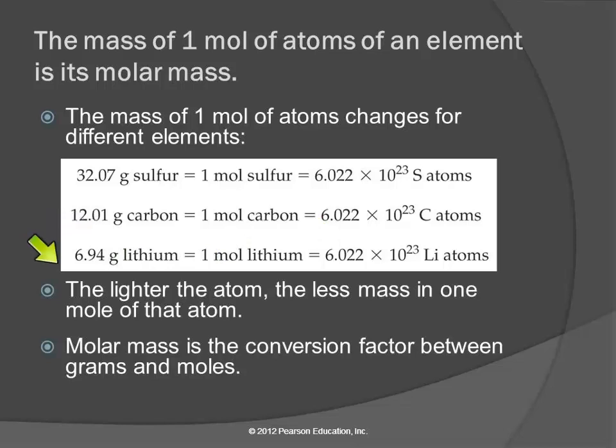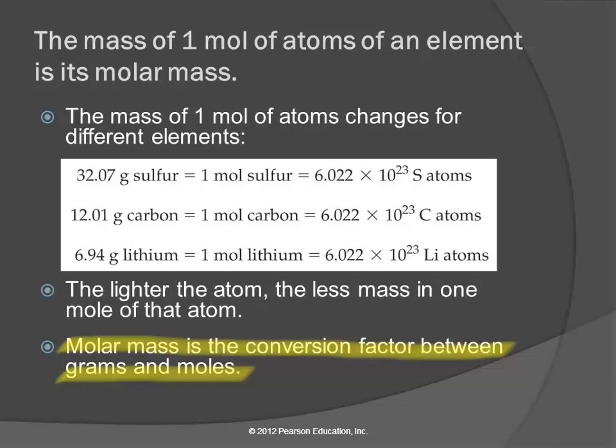But each of these lines is a conversion factor. You can say that 6.94 grams of lithium equals 1 mole. You can say that 1 mole equals Avogadro's number. You can also say that Avogadro's number of lithium atoms is going to weigh 6.94 grams. So there's actually 3 conversion factors in one right there. But molar mass is the conversion factor between grams and moles. And that's just a real important thing to recognize. We're going to use molar mass a lot.